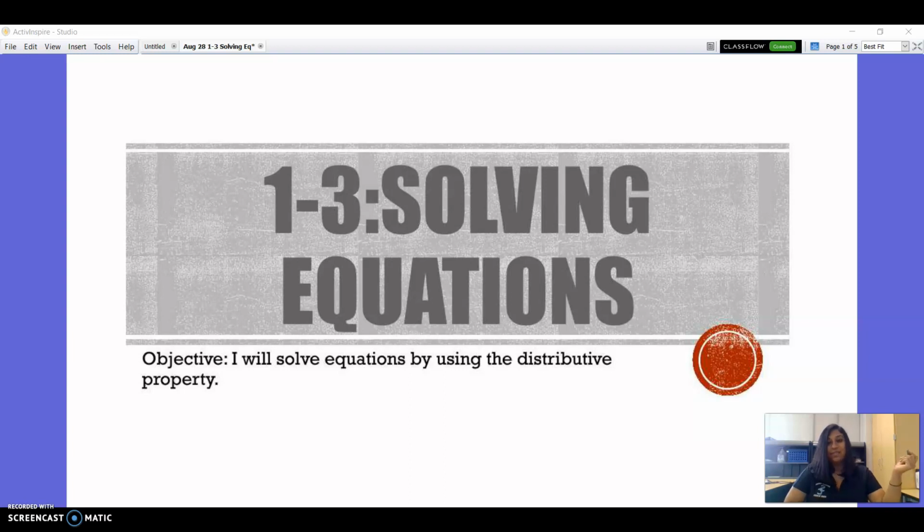Hi guys, today's notes is 1-3 solving equations. Your objective for today is that you'll be able to solve equations using the distributive property.